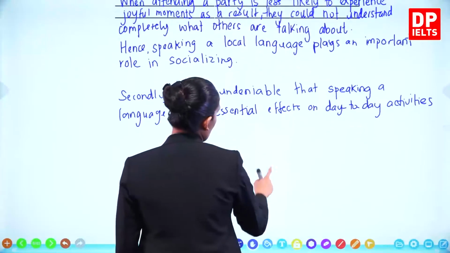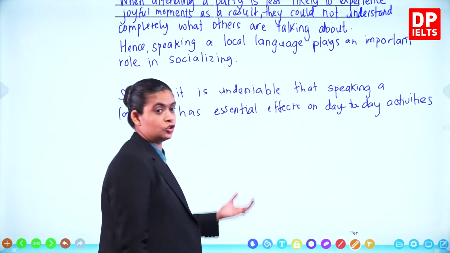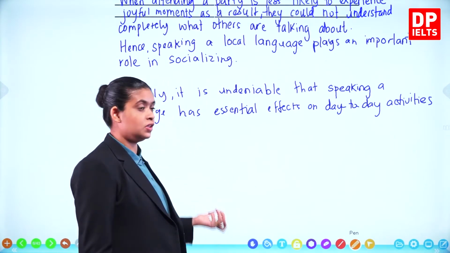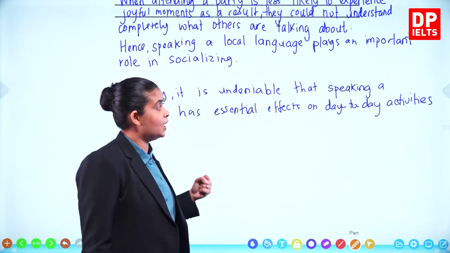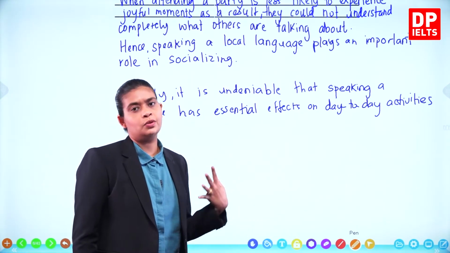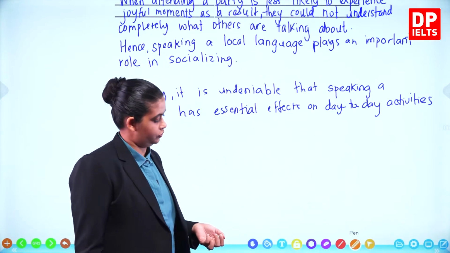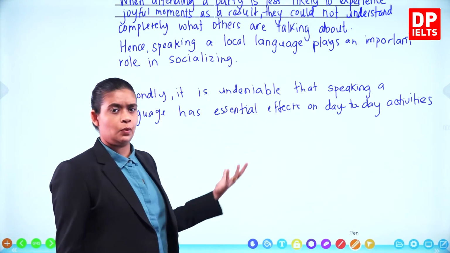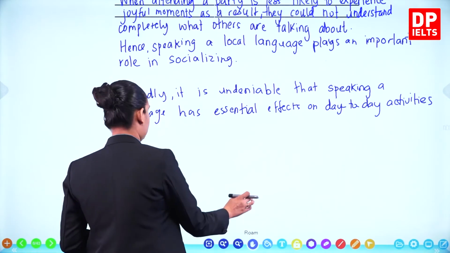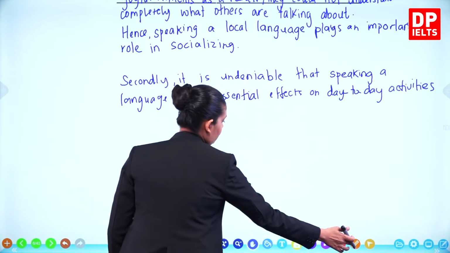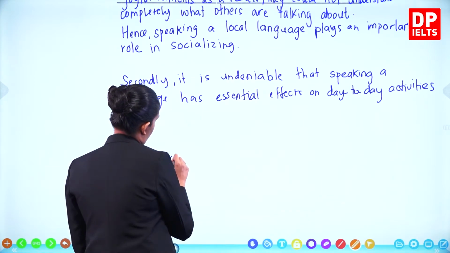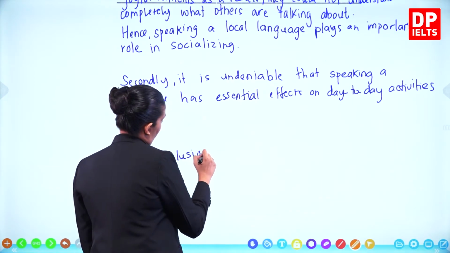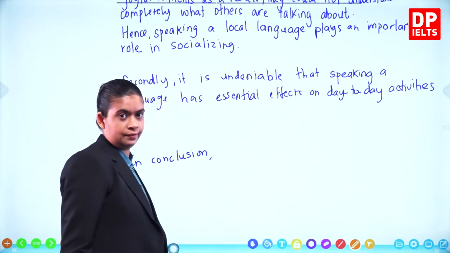So here you can then talk about going shopping, when you want to buy a product, maybe when you want to go to the bakery and buy something. Being able to speak in that local language or the foreign language is very important. So you can explain more about it. And then finally, I would write in conclusion, write a summary and remind the reader about my opinion.